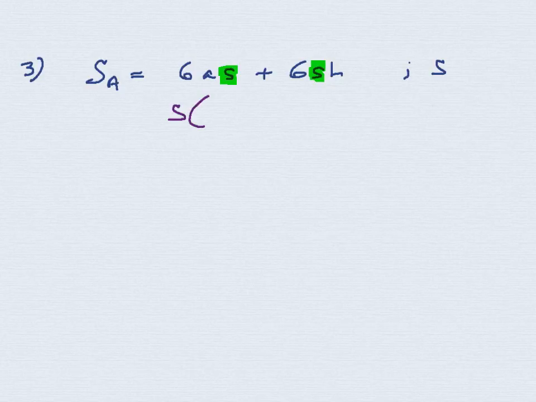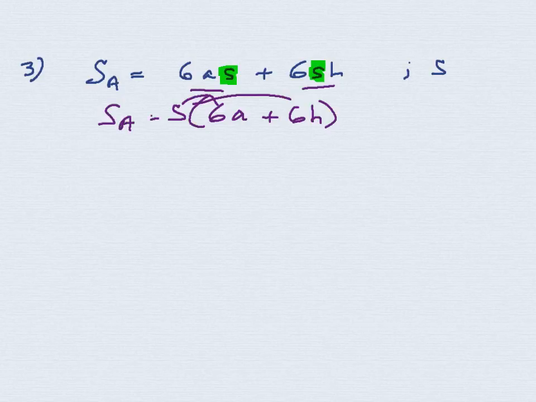You take 6AS and divide it by S, you're left with 6A. And if you take 6SH and divide it by S, you're left with 6H. Now double check. S times 6A gives you 6AS, and S times 6H gives you 6HS. Now once you have the letter you want factored out of both terms, it's now only going to appear once in the equation. So you can then get it by itself by getting rid of everything else.